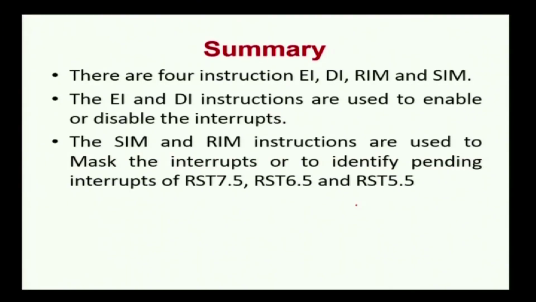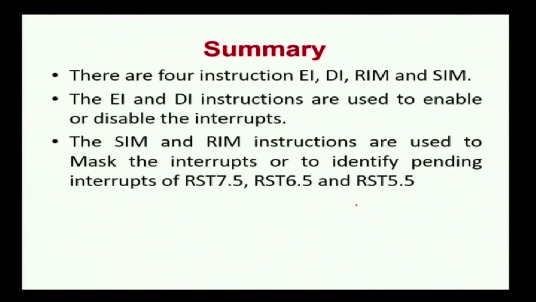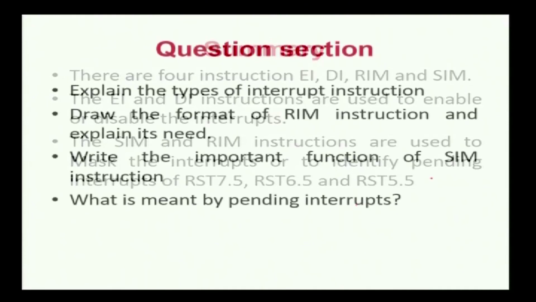In today's session, we have discussed what interrupts are available in 8085 and the instructions to activate the interrupt requests. So, 4 instructions: EI, DI, SIM and RIM. By using these 4 instructions, the maskable interrupts can be enabled. The EI and DI instructions are used to enable or disable the interrupt flip-flop to activate the interrupts. The remaining 2 instructions, SIM and RIM, are used to identify the status of the maskable interrupts and also for serial communication.